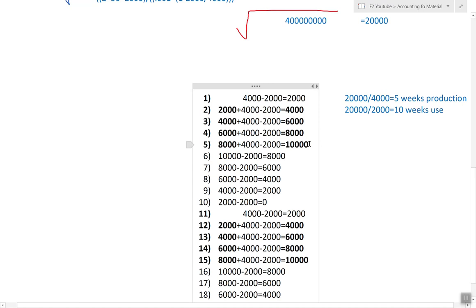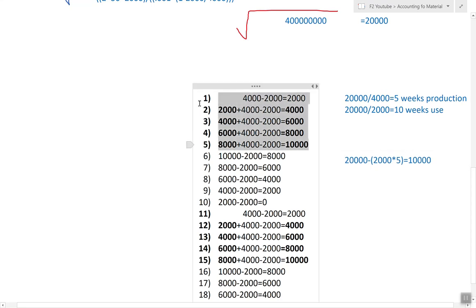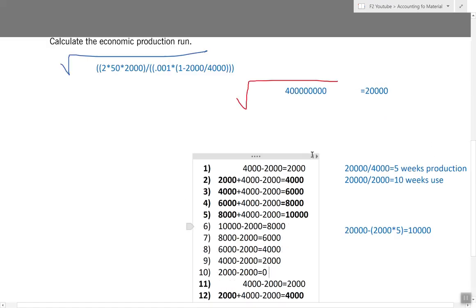Even though 20,000 will be produced, the maximum inventory level will be 10,000, because if we look at the production minus the usage for the week of production, we will have maximum inventory, which in this case is 10,000. So 5 weeks on production, but the maximum inventory becomes 10,000, and then we will stop production and we will use from what is remaining, and when they become 0, then we will start production again. So we have 5 weeks on production, 5 weeks off production. So 5 weeks production cycle and 10 weeks usage cycle.